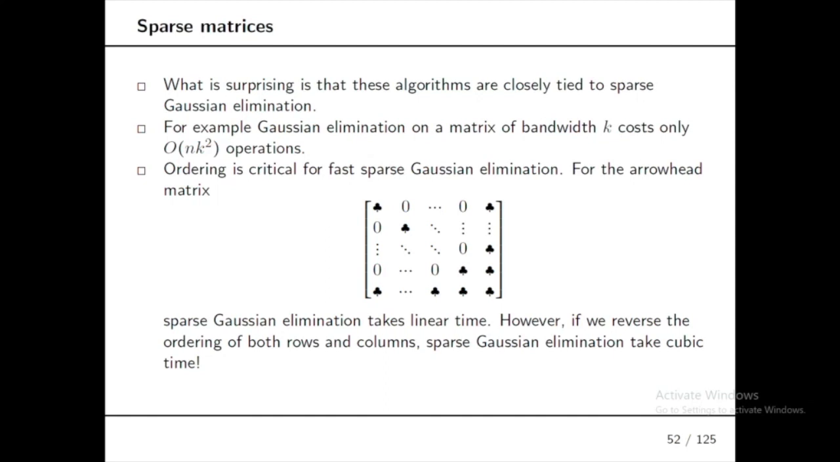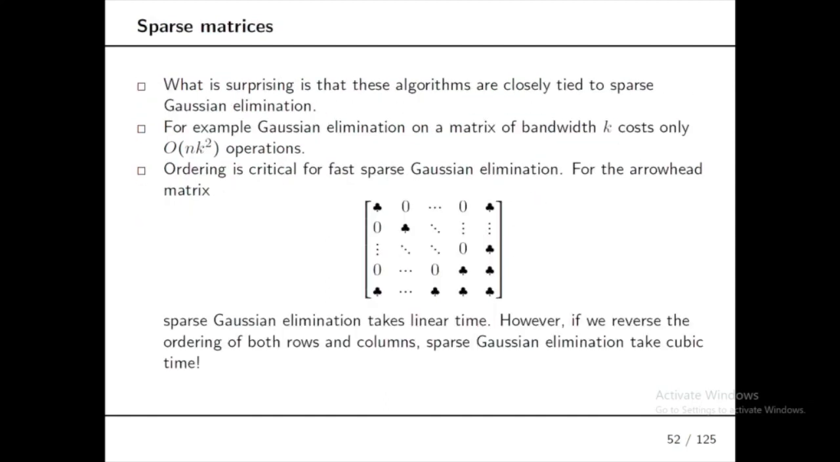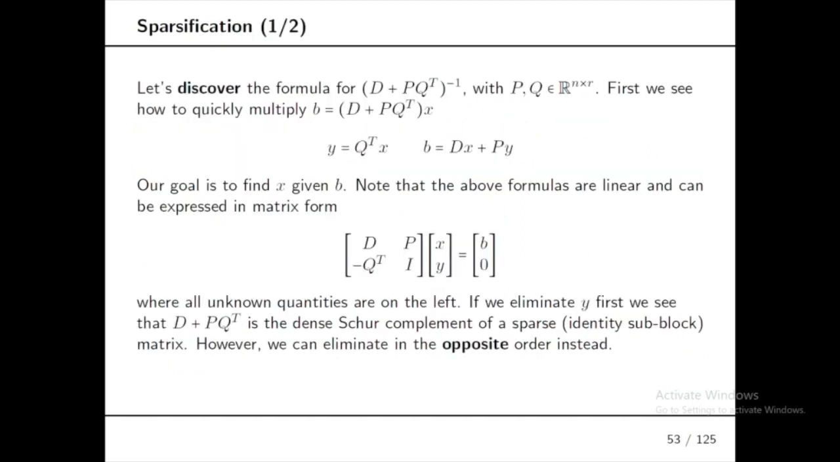So remember, I need to convert these low-rank structures to sparse matrices for this connection to work. I'm going to specify how that is done. Let's look at this baby problem. I want to apply a diagonal plus low rank inverse to x. This is my prototypical low rank problem, the canonical example of what I'm going to do. So how will I do it?